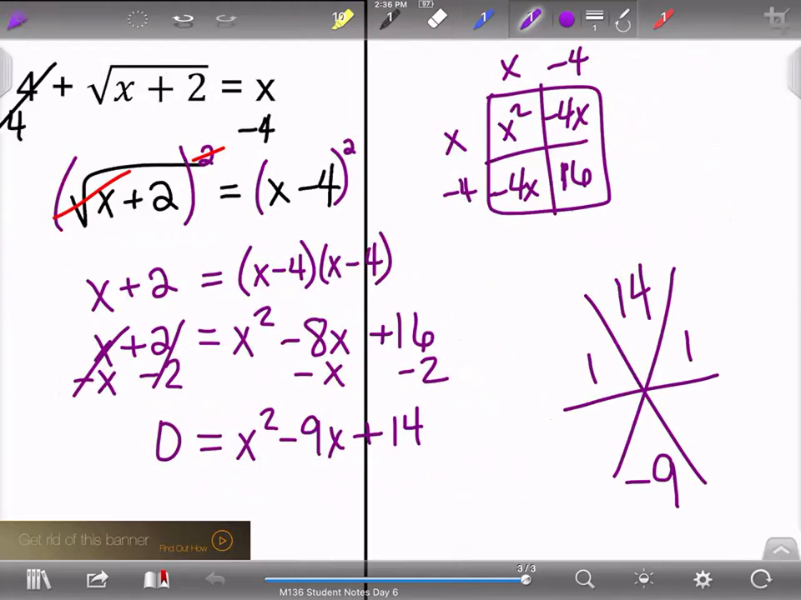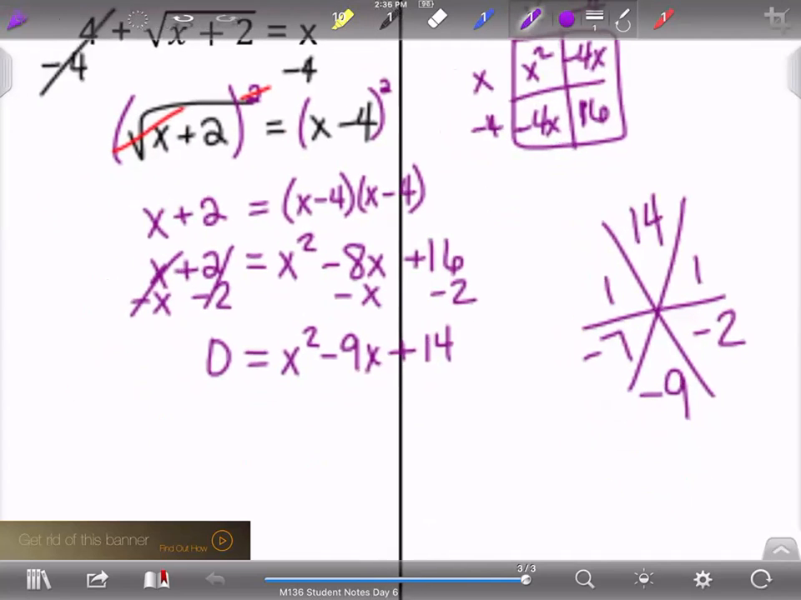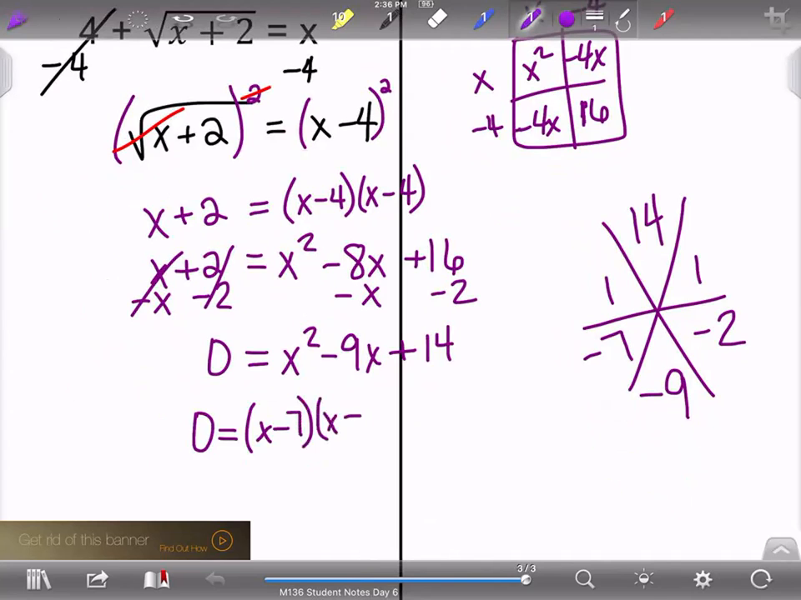So now my mission is to find two numbers that multiply to give me 14, but add together to give me -9. So those two numbers are going to be -7 and -2. Order doesn't matter as long as you get them both. So now I'm going to have factors x minus 7 and x minus 2.